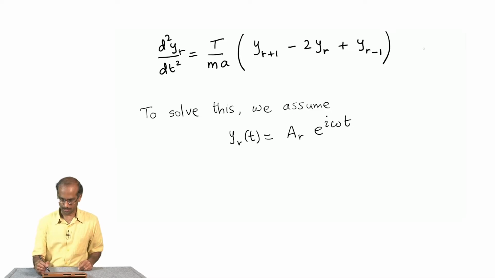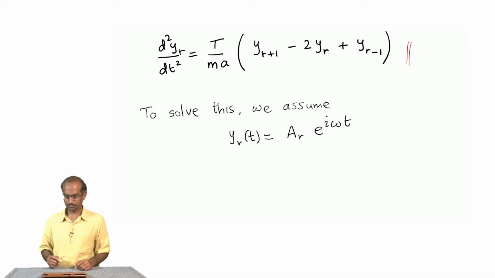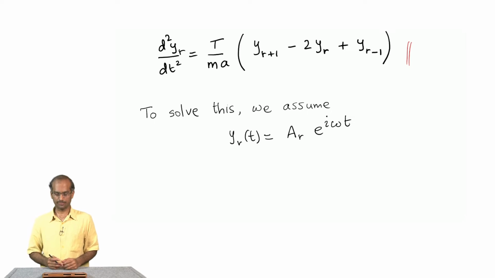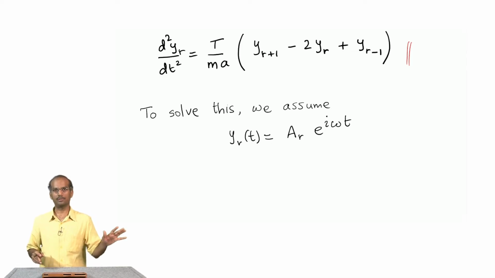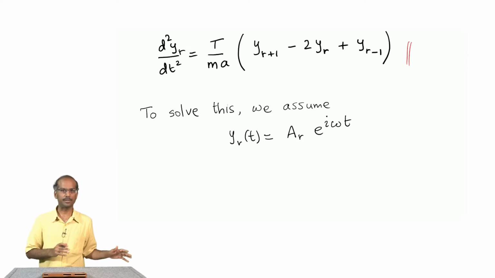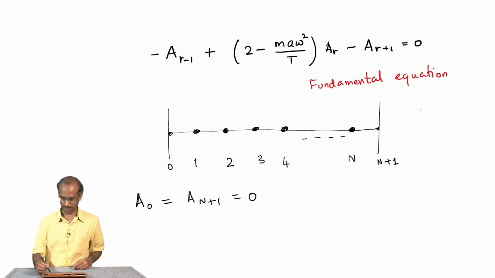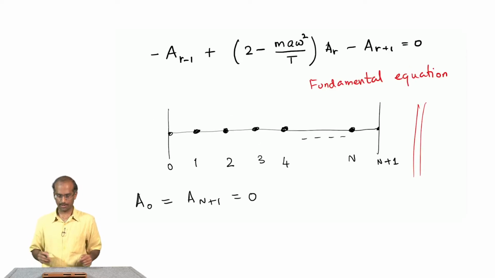And to solve this equation of motion, we assumed solutions of this form A r e power i omega t, where omega is the normal mode frequencies that we wanted to determine. The entire system will oscillate with one frequency. You cannot have a situation, at least in this kind of cases, where one part of the system, or let us say half the particles oscillate with one frequency and another half oscillate with another frequency. That cannot happen.